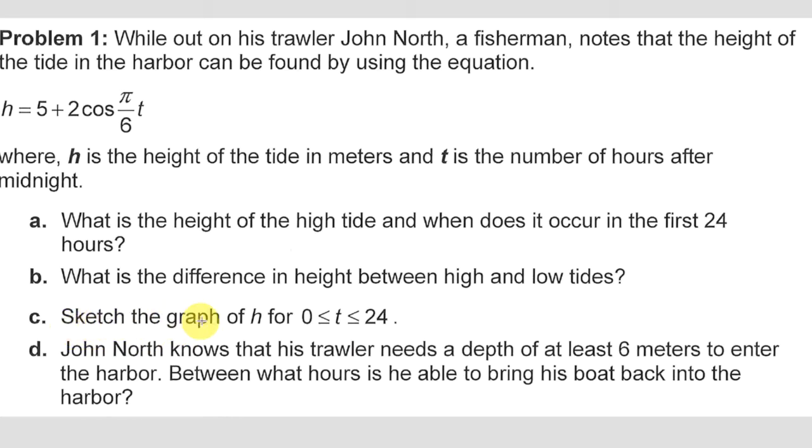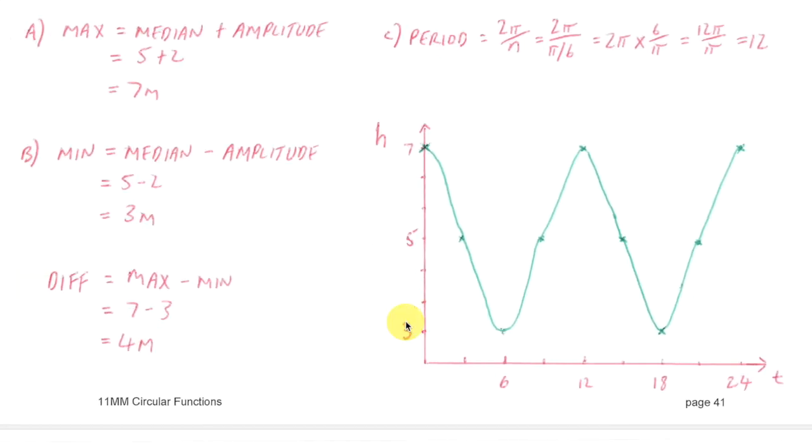C, sketch the function over the first 24 hours. When you're doing this, if you're doing it by hand, it's really important to have an understanding of the period. So remember, the period is how long it takes for the function to complete one full cycle. So how long does it take until the wave starts to repeat itself? Our period is 2 pi on n, where n is the coefficient immediately in front of the variable.